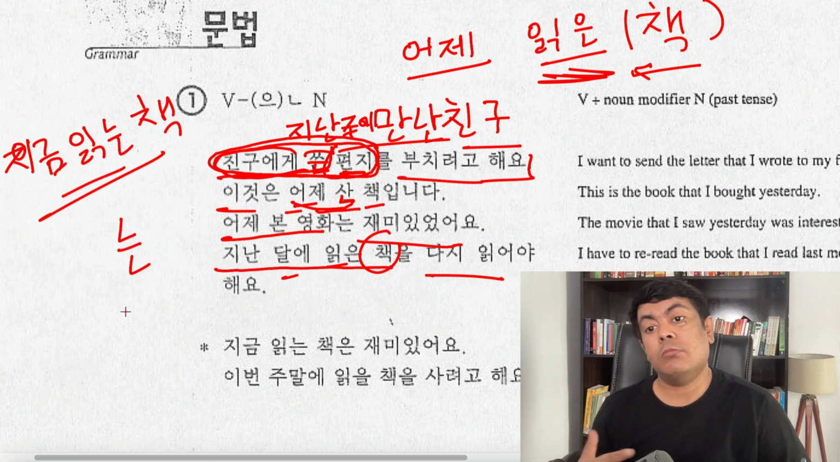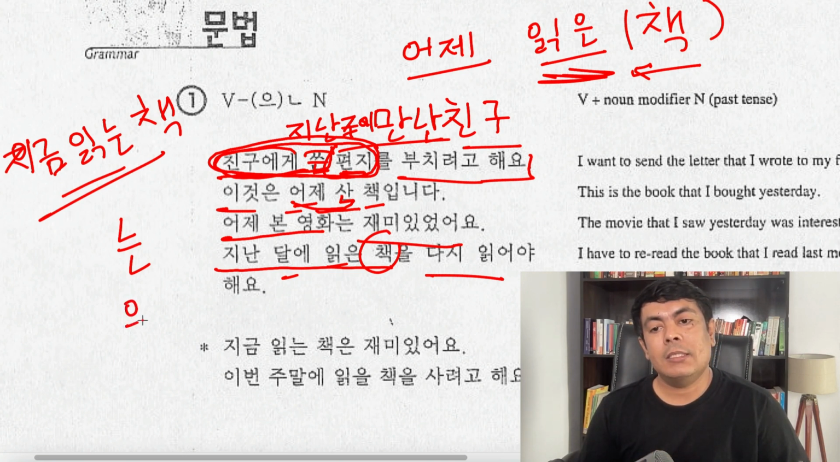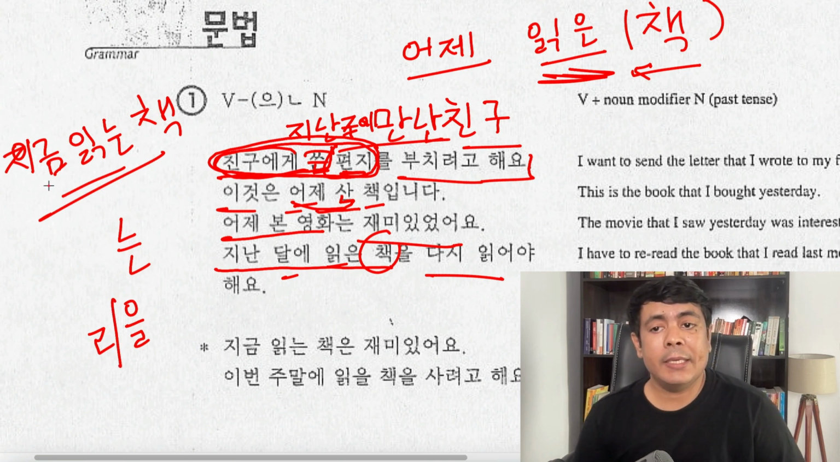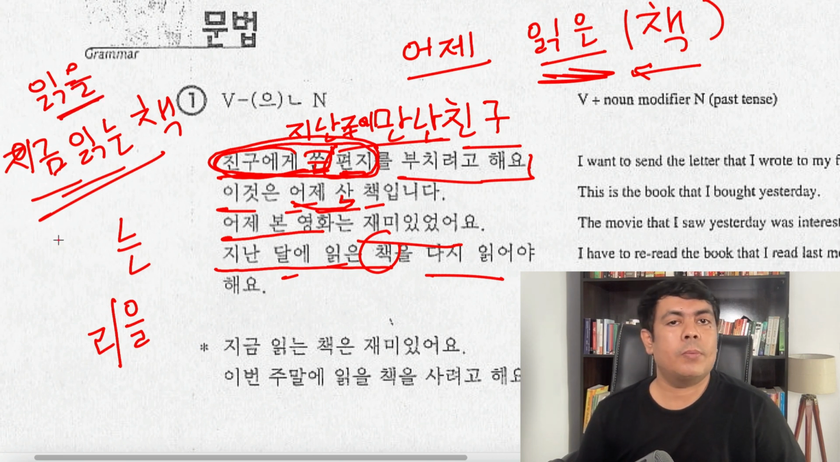If you want to talk about future, the book that I will read tomorrow or next week, you will use the modifier ㄹ or 을. So if you say 내일 읽을 책, then it will mean the book that I will read tomorrow.